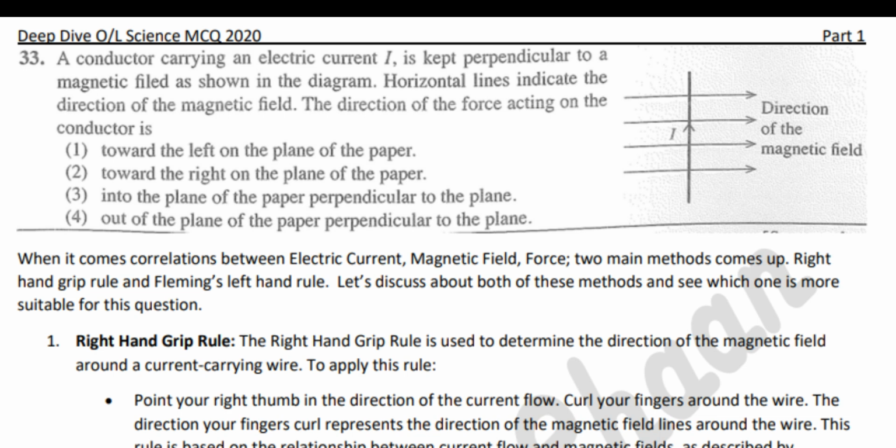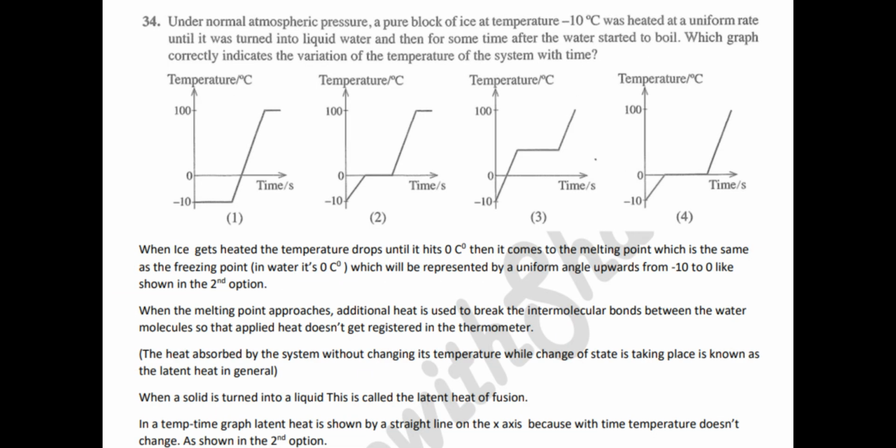So answer is 34th. Under normal atmospheric pressure, a pure block of ice at a temperature of -10 was heated at a uniform rate until it was turned into liquid water, and then sometime after the water started to boil. Which graph correctly indicates the variation of temperature of the system with time?